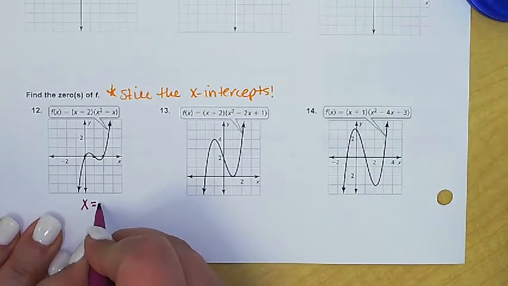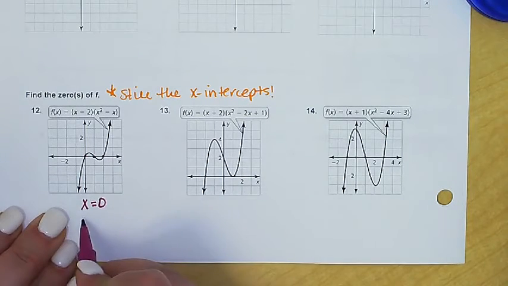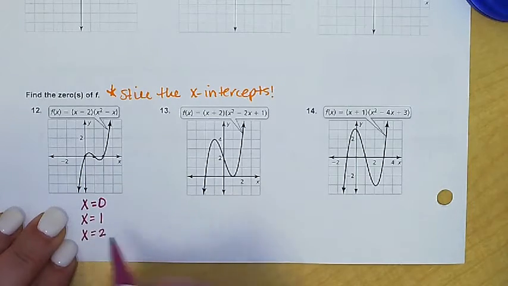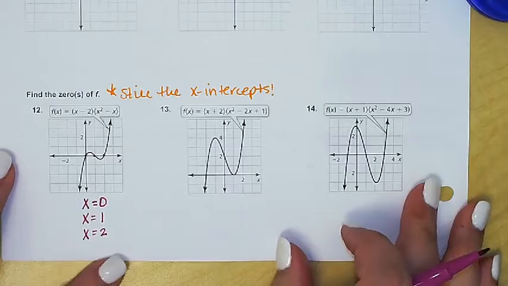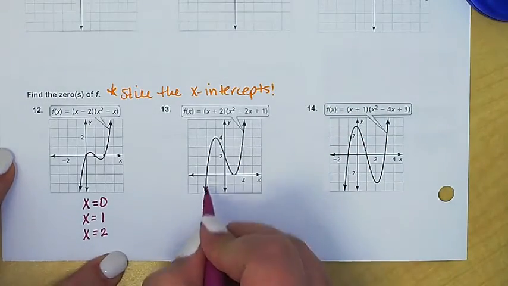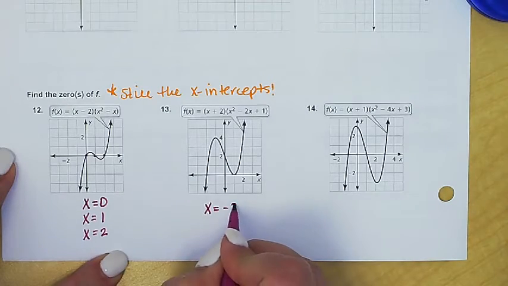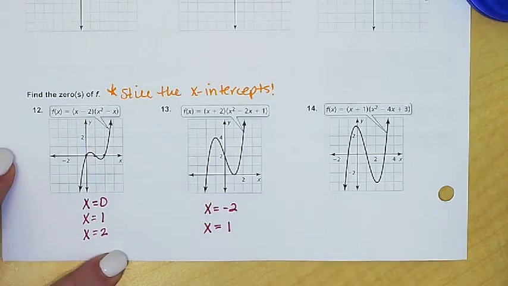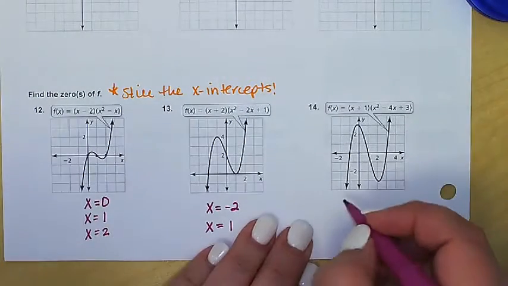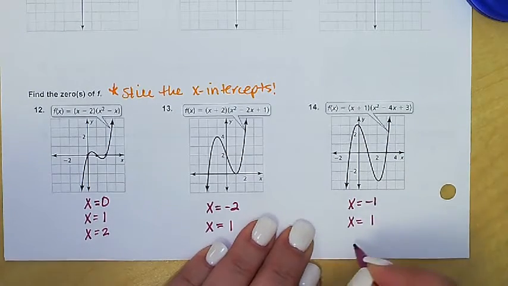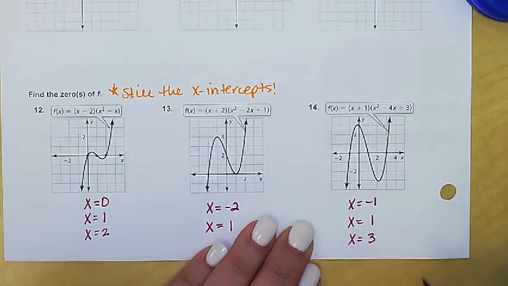So according to this, it appears that there's a solution at 0, there's another solution at x equals 1, and another solution at x equals 2. So that has 3 solutions. This one is not a parabola and it's not quadratic, but it only has 2 solutions. Looks like it has a solution here at -2 and one at 1. Try number 14 and see what you get for that one. Okay, if you said you had a solution at -1 and at +1 and at 3, you are in good shape.